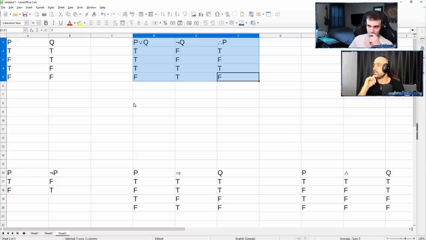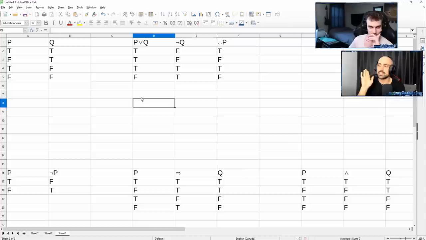Yeah, well, this is valid then. Correct. Yeah, exactly. So the only time it will be invalid is if you see two T's and therefore the conclusion is also false. That's the only time. You have the right idea, but technically not all arguments have just two premises.